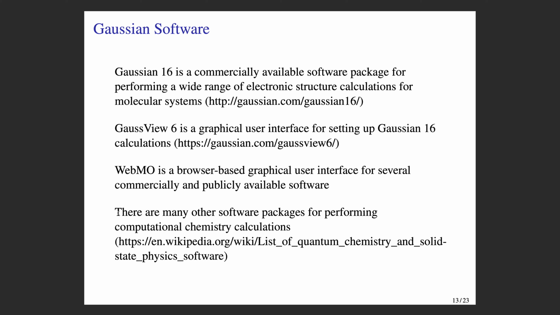I wanted to point out that there are many different software packages out there for performing quantum chemistry calculations. I've given you a link here which will show you just how many there are. There's quite a few. The reason why we're using Gaussian is because that's what I learned how to use, and that's what I know how to use. I make no claim of superiority or inferiority to any of the packages that you might find out there.